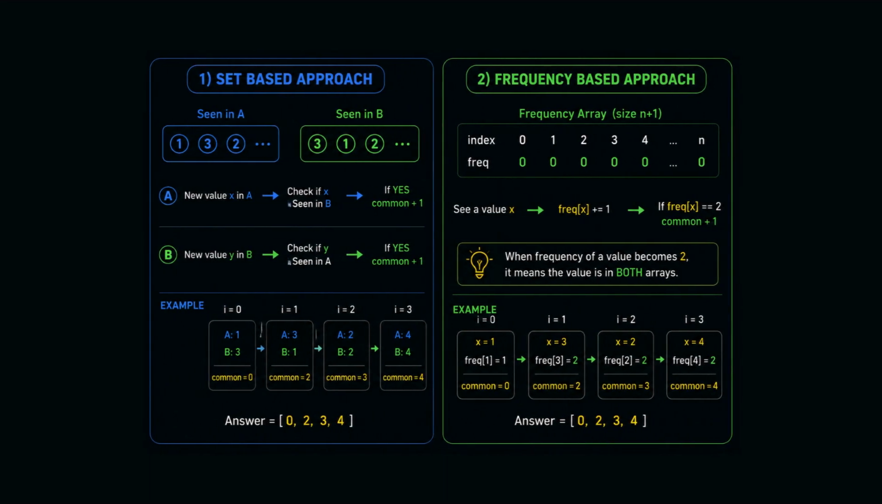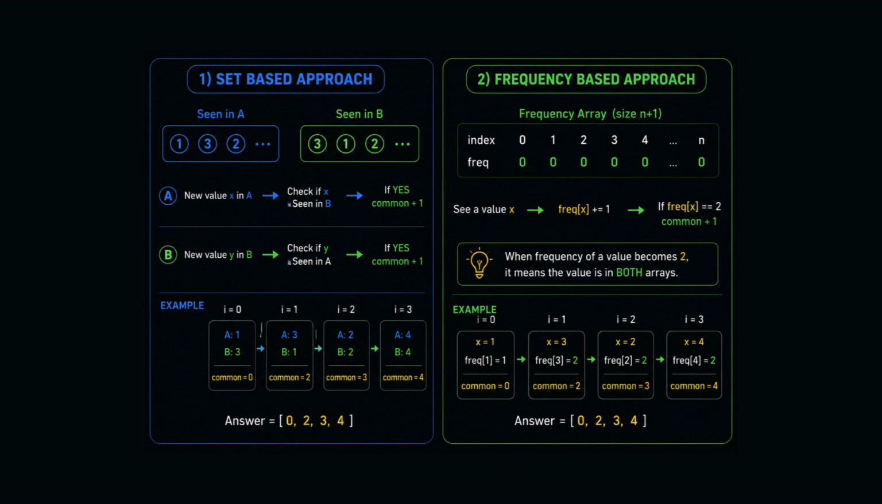Now there are two ways to think about this. The first is the set-based approach. We keep track of what we have already seen in A and what we have already seen in B. As we move forward, whenever a new value appears in A, we record it. Then we immediately check if this value has already appeared in B. If it has, then this value is now present in both prefixes, so it contributes to the answer.